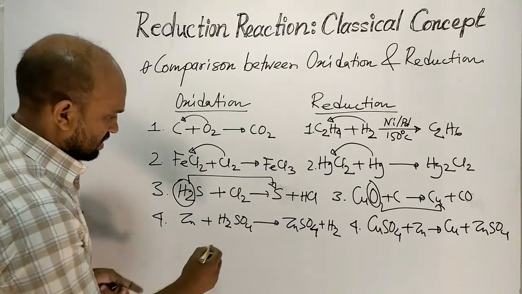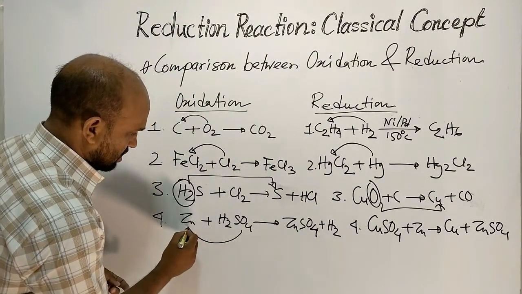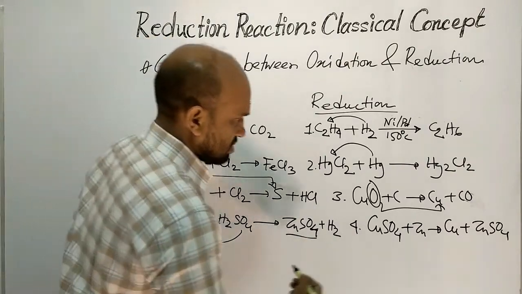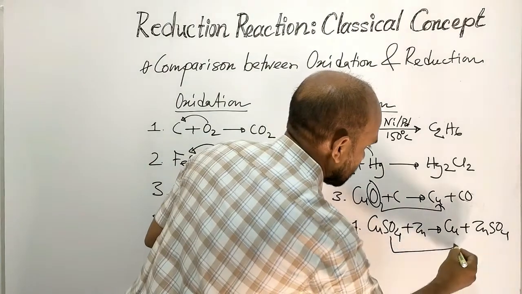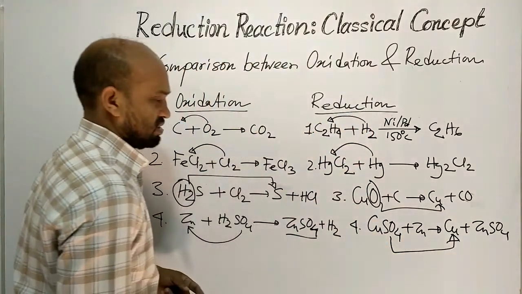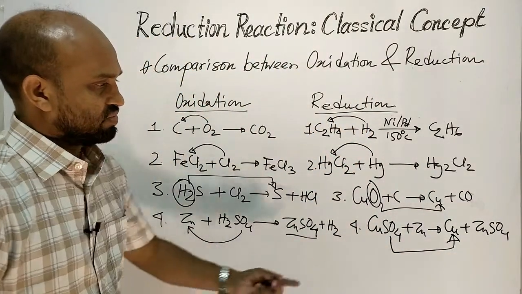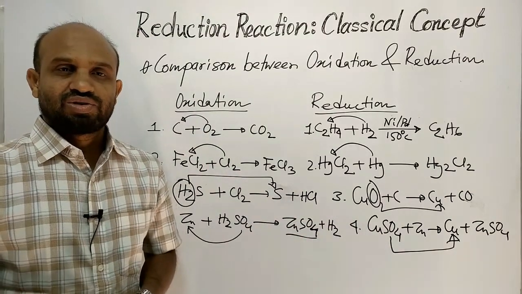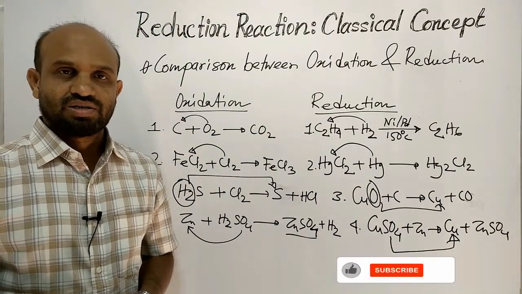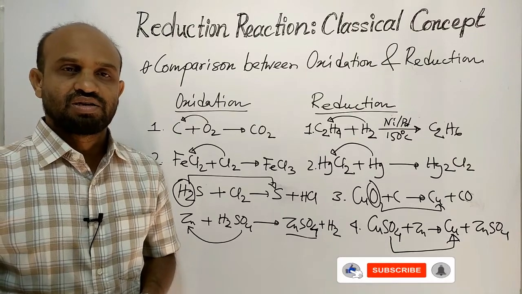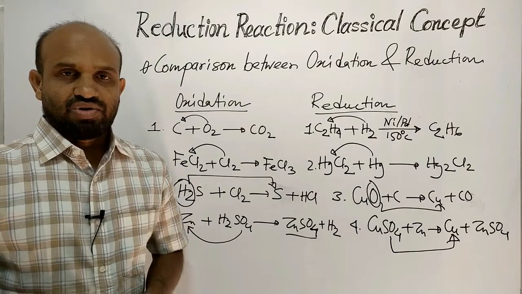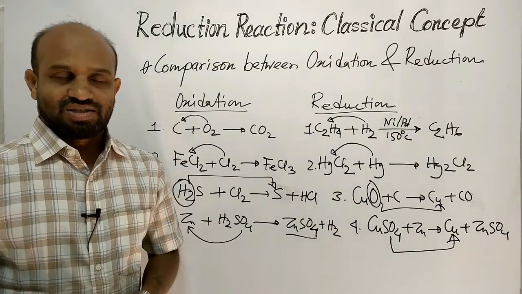Oxidation is addition of electronegative radical, and reduction is removal of electronegative radical. This is all about reduction reaction and basically oxidation and reduction. Thank you very much.